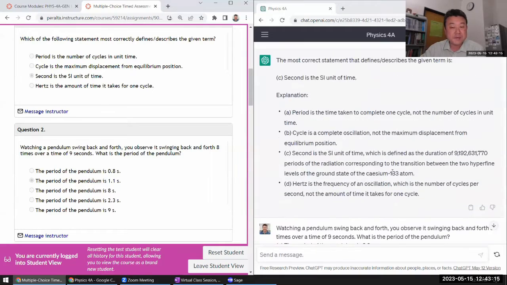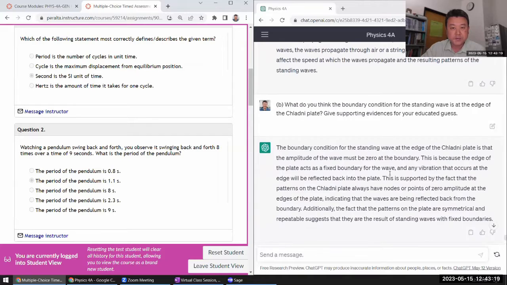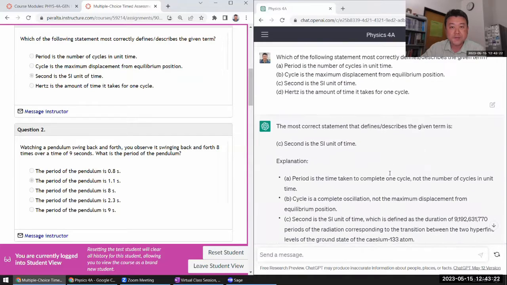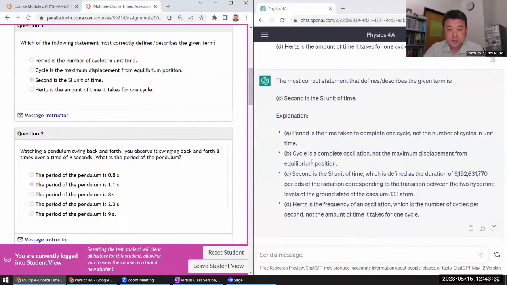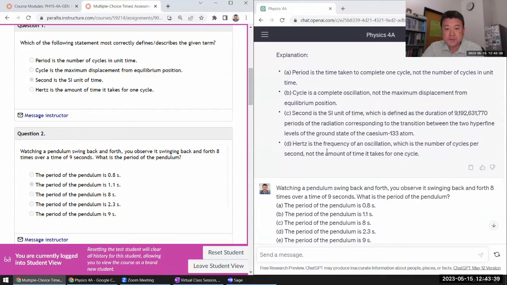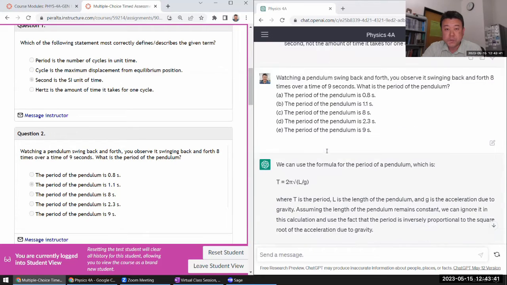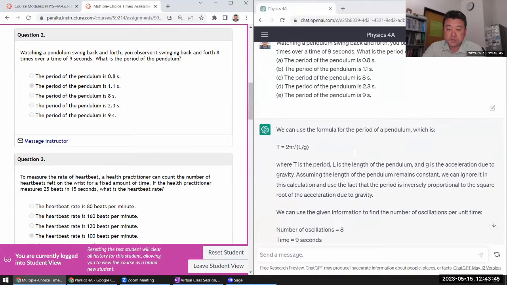So for the ones it missed, let me give the correct explanation with enough amount of time. I think we are starting from here. Yeah, defines the term. So yeah, C second is SI unit of time. ChatGPT gives you the explanation for the other ones. B, A, B, D, and all. Oh, wrong. So he got this one right through the doing.